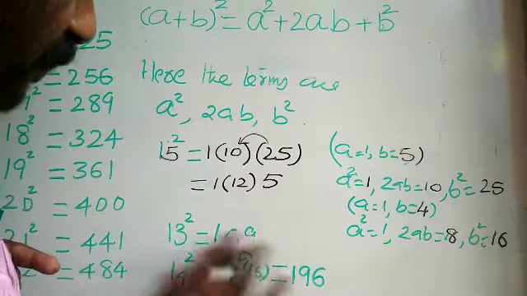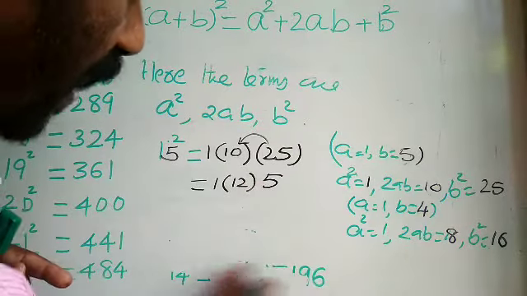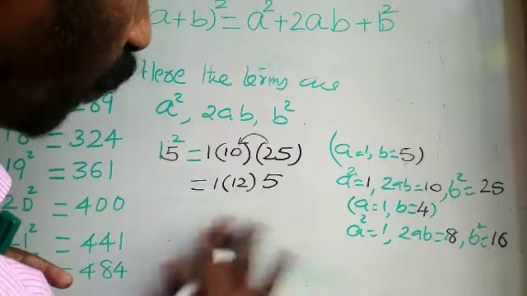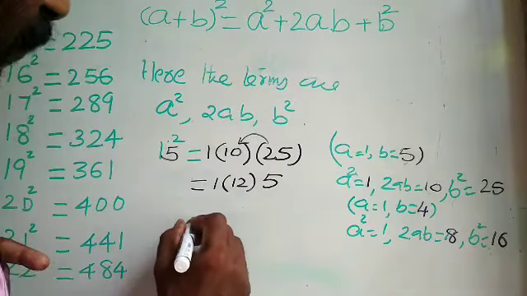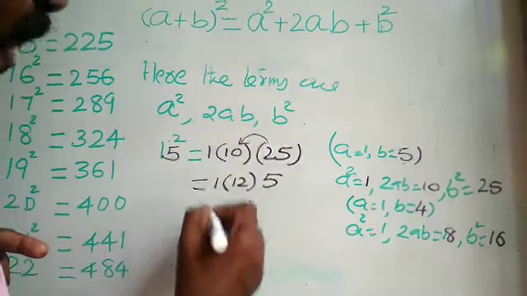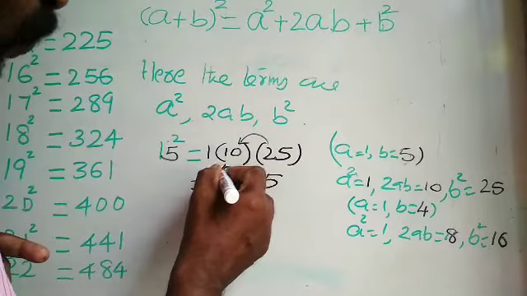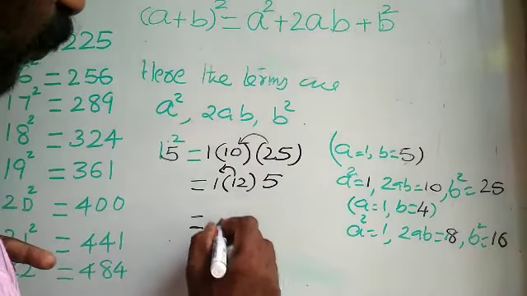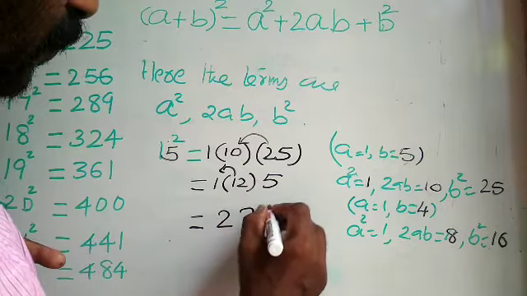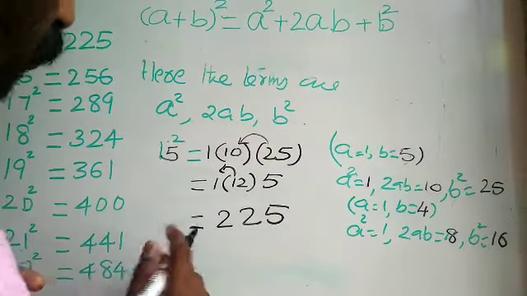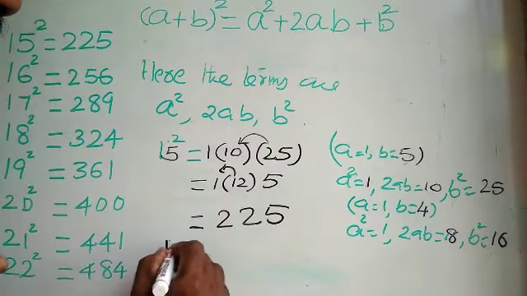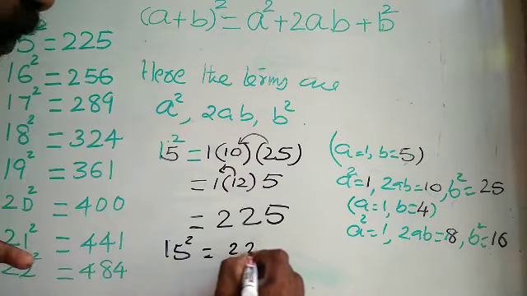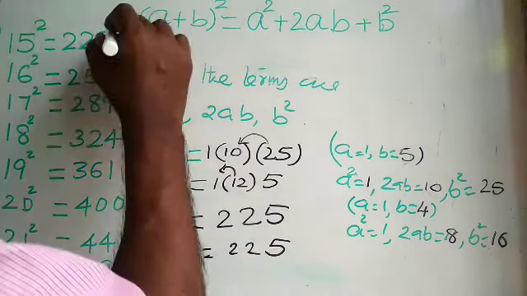Only to reduce this one, what should we do? We have to take the 1 to the left side, so that it becomes 1 plus 1. I put an arrow to show this. 1 plus 1, 2, 2, 2. Very good. So you got 15 square as 225. That is 225.